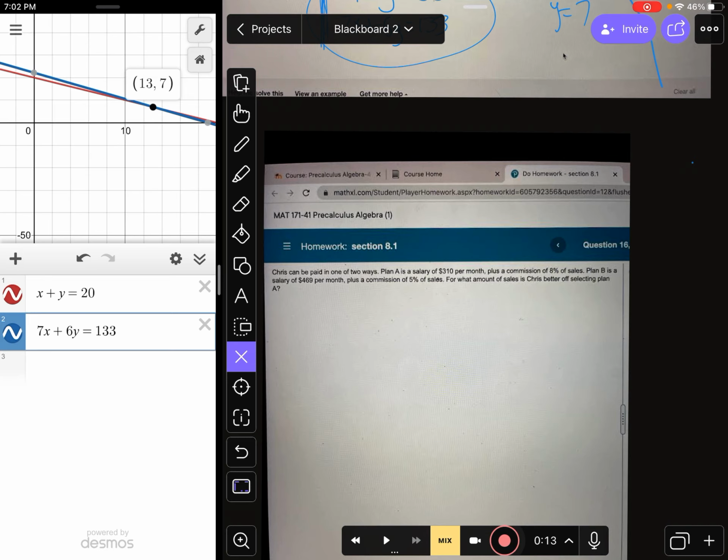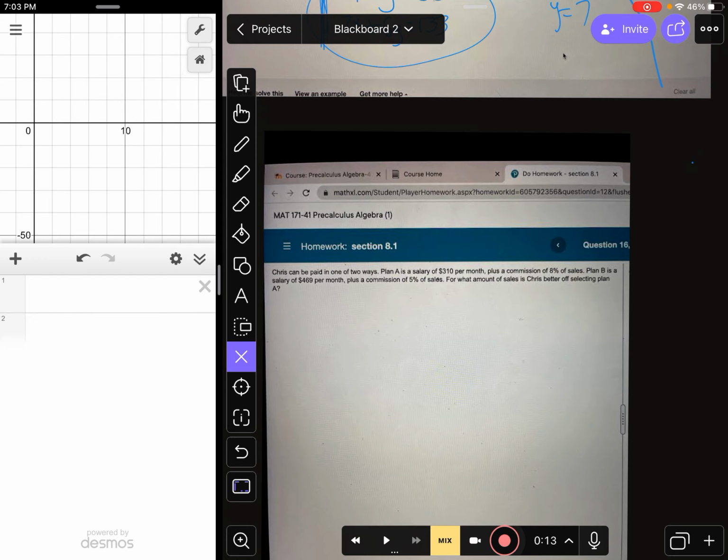There we go. Okay. So on this one, Chris can be paid in one of two ways. For plan A, he can get $310 per month plus a commission of 8% of sales. For plan B, he can get $469 per month plus a commission of 5% of sales. For what amount of sales is Chris better off selecting plan A?